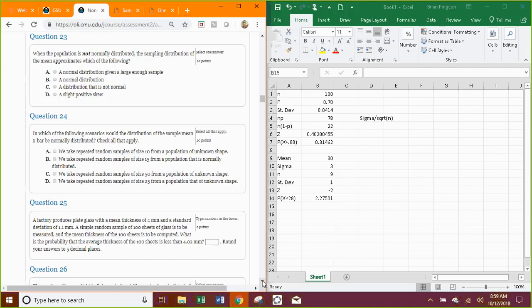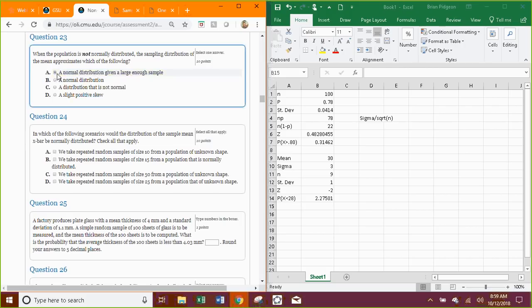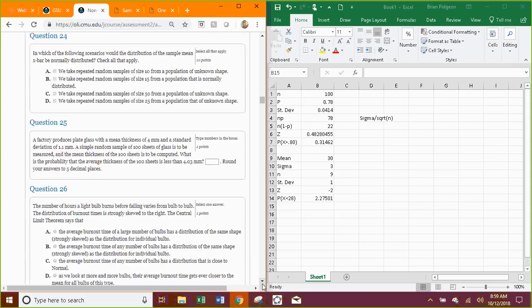When the population is not normally distributed, the sampling distribution of the mean approximates which of the following? A normal distribution with a large enough sample. There we go.